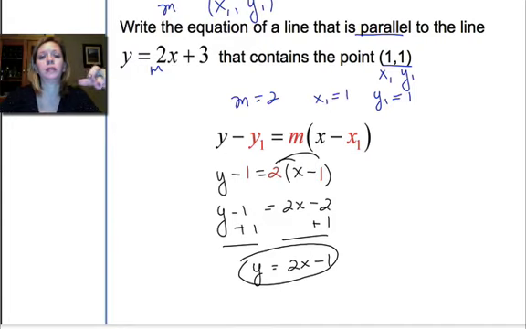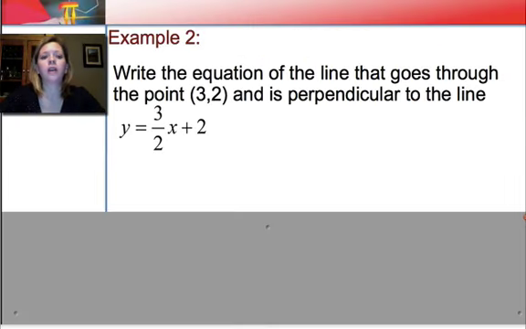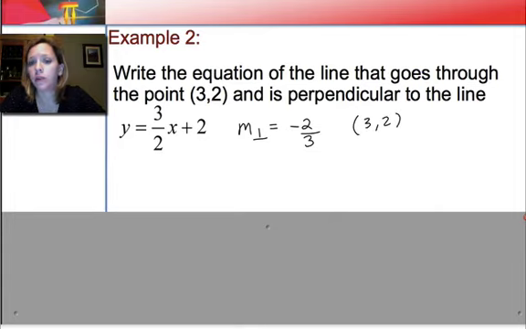So I want to do one more example, but this time we'll work with a line and finding an equation that's perpendicular. So let's write the equation of the line that goes through the point (3, 2) and is perpendicular to the line y equals 3/2 x plus 2. So the slope that I'm going to want is going to be negative 2/3. I want it to contain the point (3, 2). So that's going to be x1 and that's going to be y1.